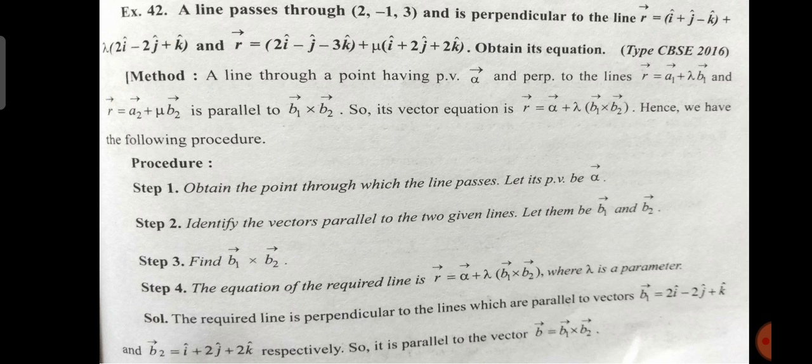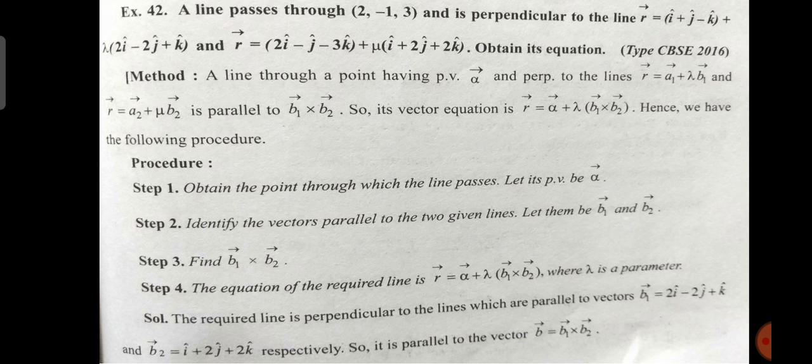Next is another problem: a line passing through the point 2, minus 1, 3 and perpendicular to the lines given by vector r equals i plus j minus k plus lambda into (2i minus 2j plus k), and vector r equals 2i minus j minus 3k plus mu into (i plus 2j plus 2k). That is the vector form that has been given. In the previous question the Cartesian form was given; in this question the vector form is given. The procedure is given there.